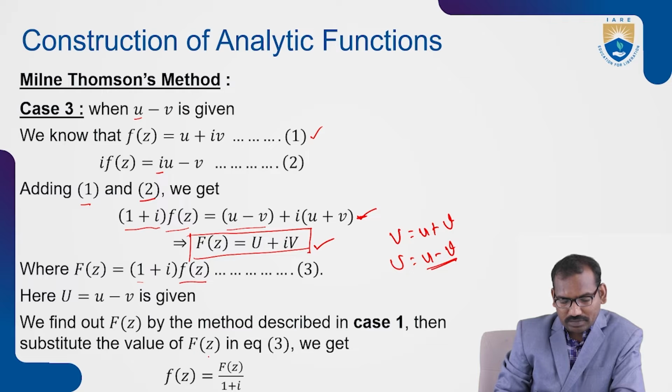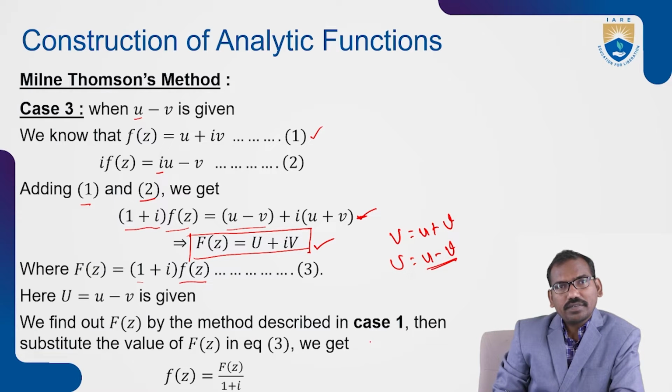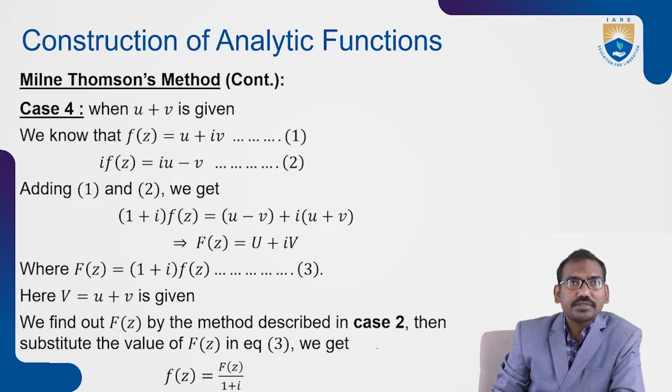After finding capital F of z, my interest is not in capital F of z. My interest is to calculate small f of z. Small f of z we can calculate with the help of the formula. From equation 3, I can write small f of z as capital F of z divided by 1 plus i. This is the procedure. We can find small f of z if u minus v is given, meaning the difference of real and imaginary parts.